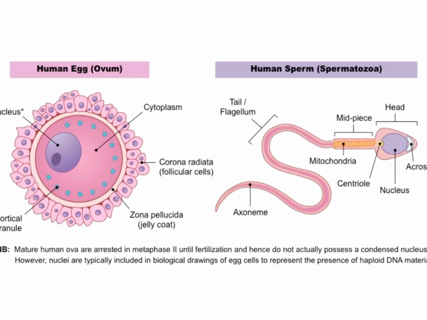The egg is surrounded by a series of membranes. From outermost to innermost, there are the cumulus cells, the zona pellucida, and the cell membrane. In the cell membrane, the cytoplasm is found. Around the perimeter of the cytoplasm, there are cortical granules.